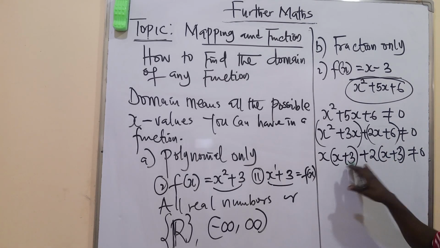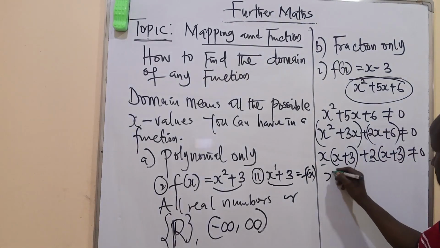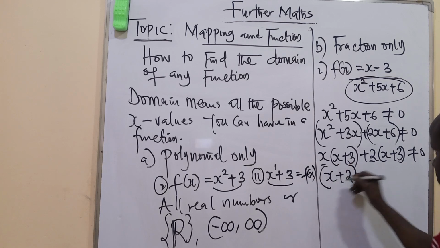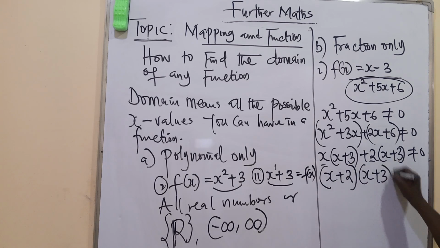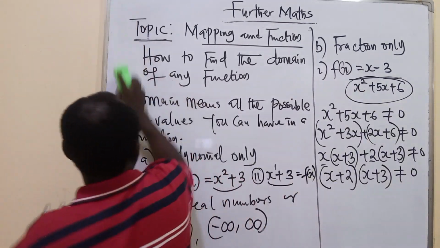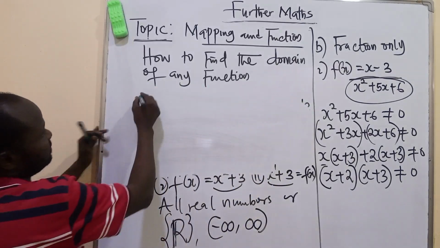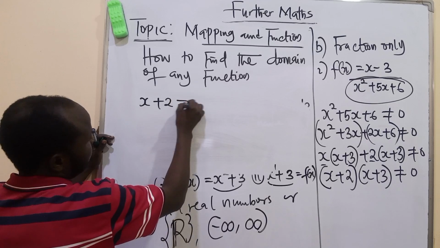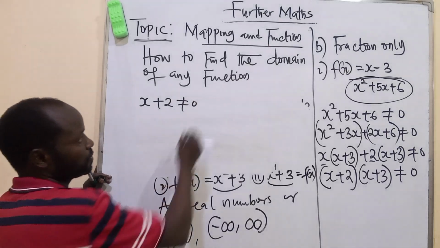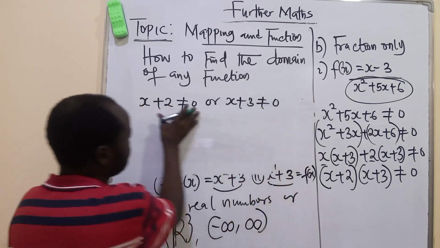You realize that what we have in the brackets are the same. We can pick what we have outside the brackets, which is x plus 2 in one bracket, then we have x plus 3 in another bracket, must not be equal to 0. We can solve for x here. It means x plus 2 is not equal to 0, or x plus 3 is not equal to 0. So let's solve for x.